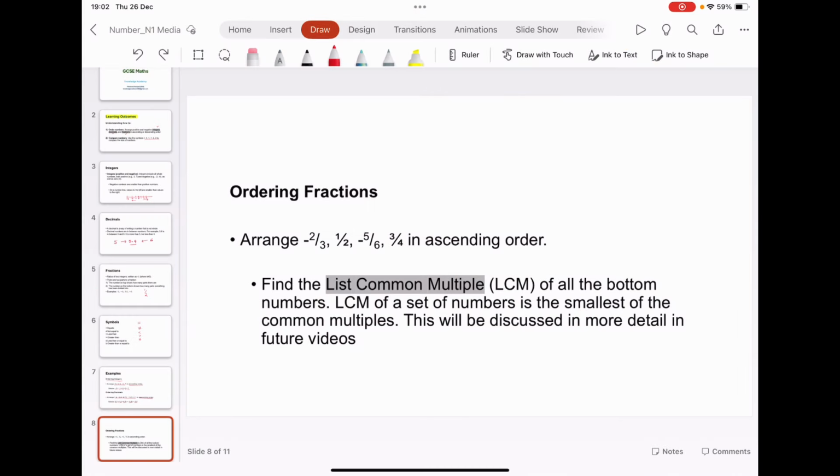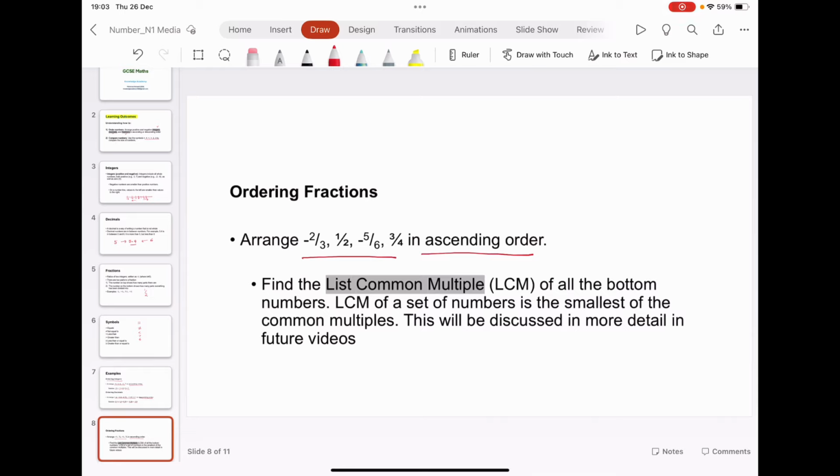The next example we will look at is ordering fractions, which means to arrange fractions in terms of their ascending or descending order. And in this example, we will arrange these fractions in ascending order from the smallest fraction to the largest fraction. We have a set of fractions here: minus 2 over 3, 1 over 2, 5 over 6, 3 over 4.